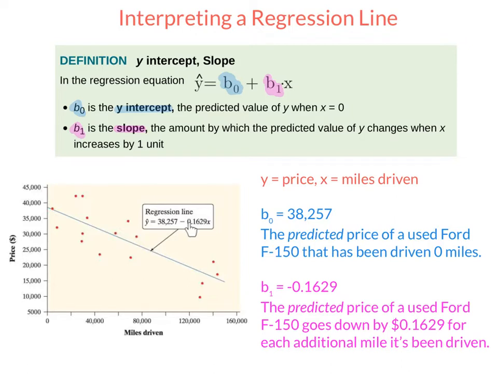And then the value of our slope in terms of the actual data is the predicted price of a used Ford F-150 goes down by about 16 cents for each additional mile it's been driven. So that's what the slope means in this context.